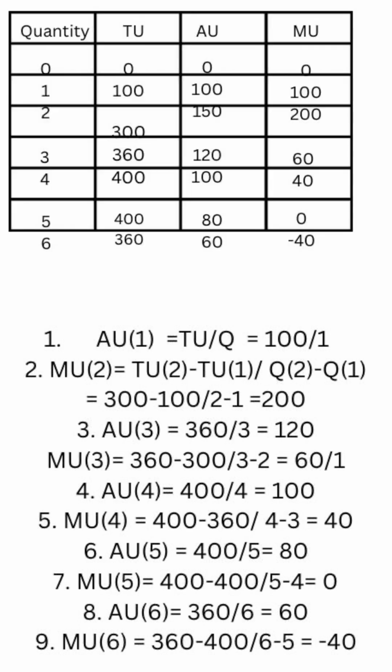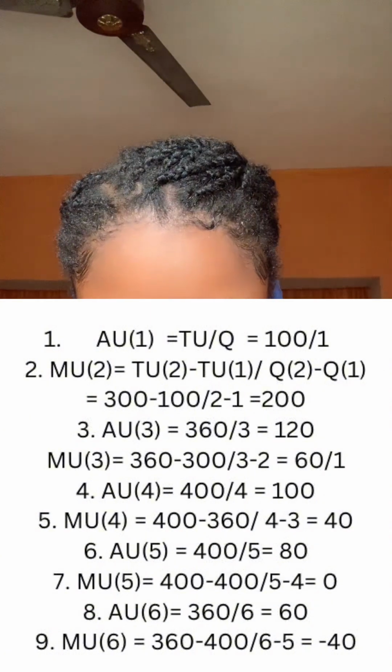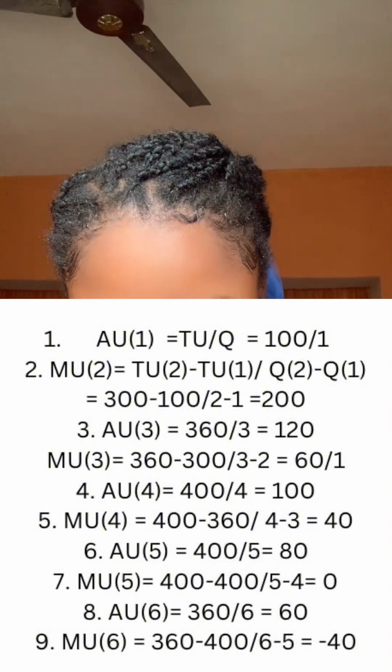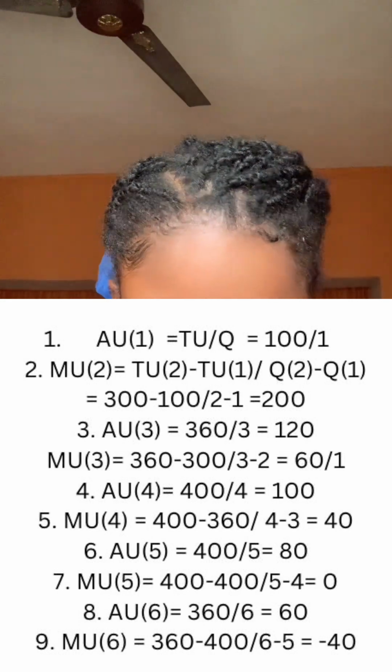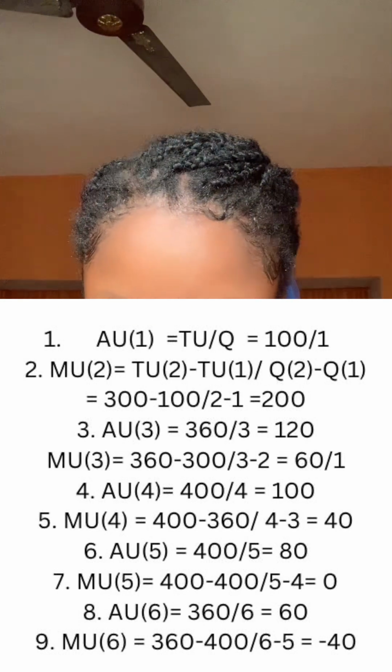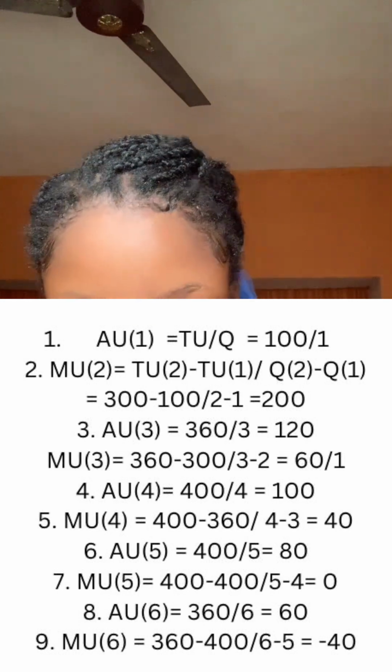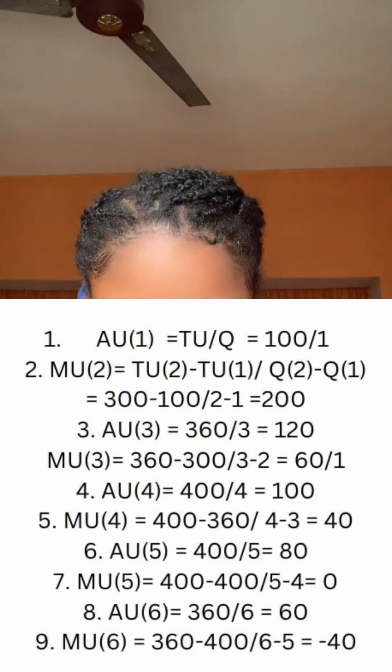Total utility 2 was 300. That is total utility when the quantity was 2. And total utility when the quantity was 1 was 100. Divided by quantity 2 minus 1. 300 minus 100 is 200, over 2 minus 1 is 1. So basically, marginal utility at quantity 2 became 200.